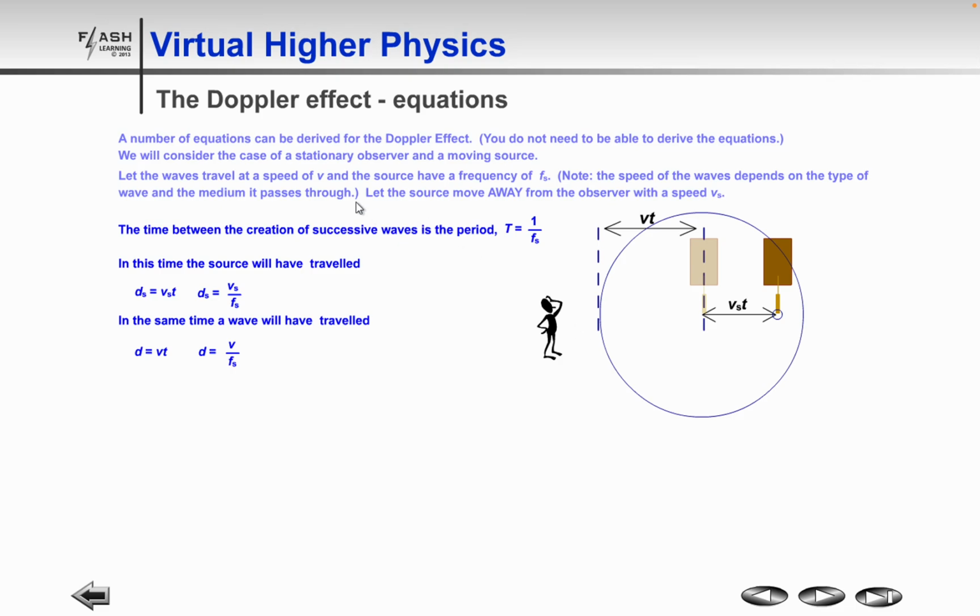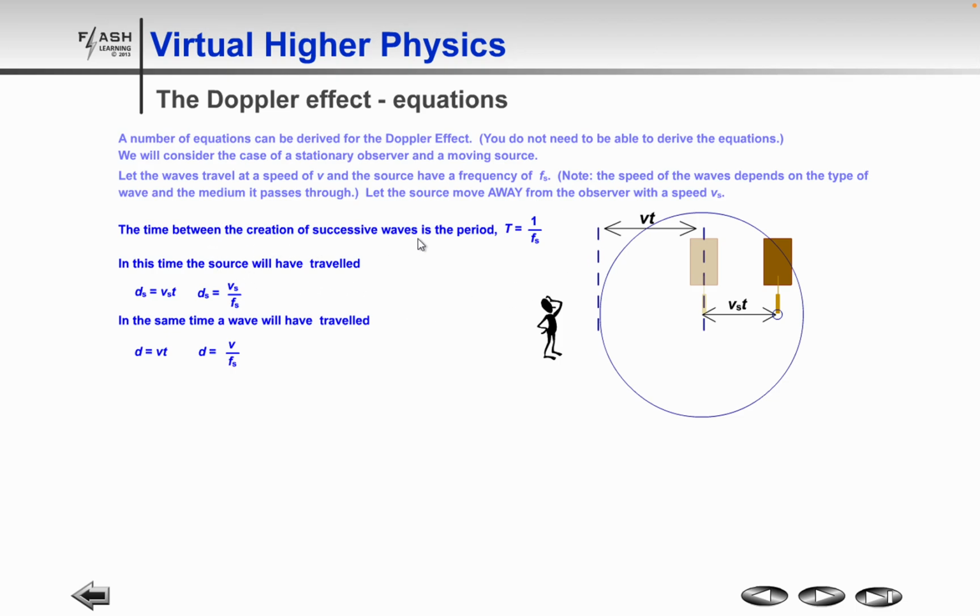So a few definitions. v is the speed that the wave is traveling at. That will be sound that we're dealing with, and we'll talk later in the chapter about light. The frequency of the source is Fs. If the source is moving away from the observer with the speed Vs, then we can derive the following equation for F naught, the observed frequency.